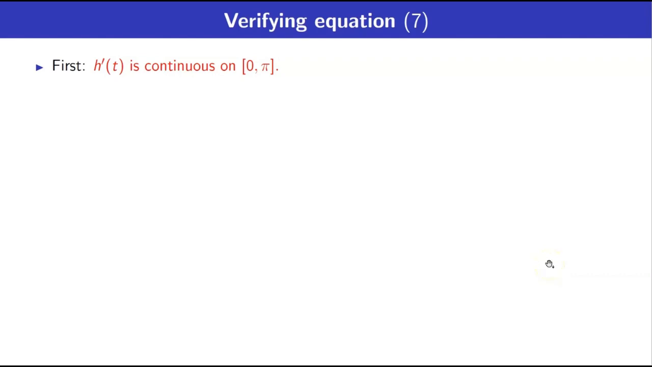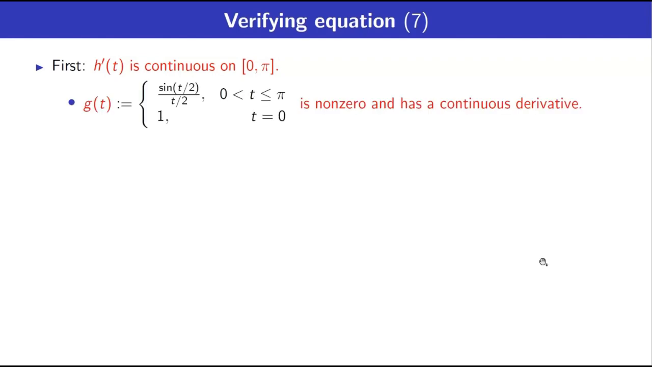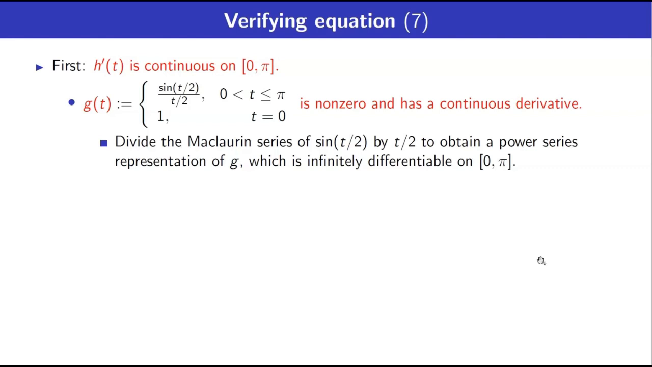To apply integration by parts to the integral in equation 7, we need to know that h prime of t is continuous. This can be done in a brute force way using the definition of the derivative and limits and so on, but it's more instructive and intuitive if we use power series. The function g of t defined as follows is clearly continuous and non-zero on the closed interval from 0 to pi because of the small angle approximation, but the derivative is also continuous. Why is that? Because g of t is a power series with radius of convergence infinity that is equal to the power series of sine of t over 2 divided by t over 2, and power series are infinitely differentiable on their open interval of convergence.